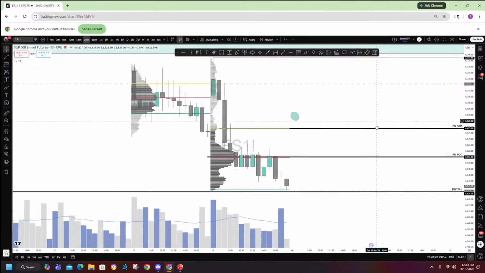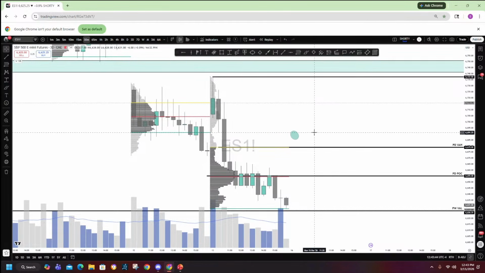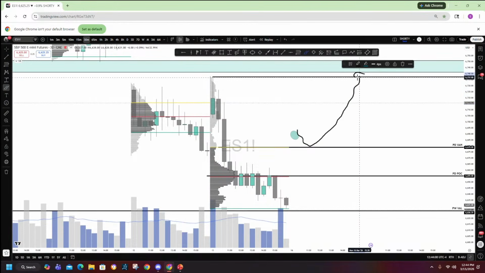Would that be you open here, and then you come and you hold a PD value area high? What does it tell you? If we open here and we hold this level, what's the next? Previous day high. So this would be your target here. Very high chance you're going to have this here.